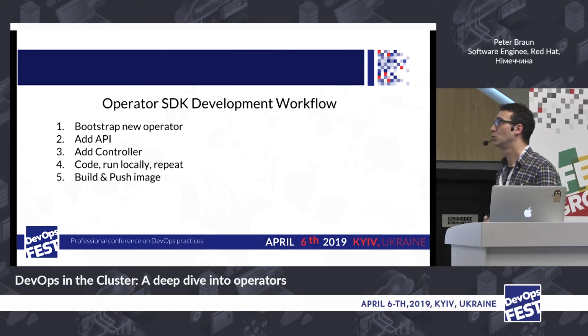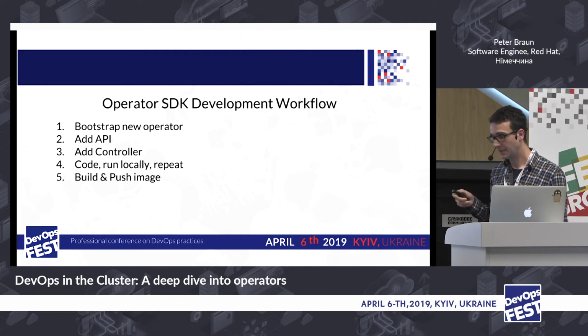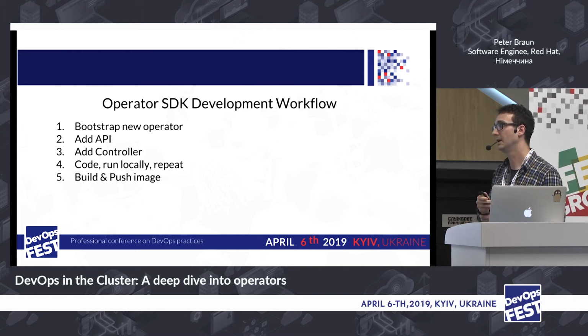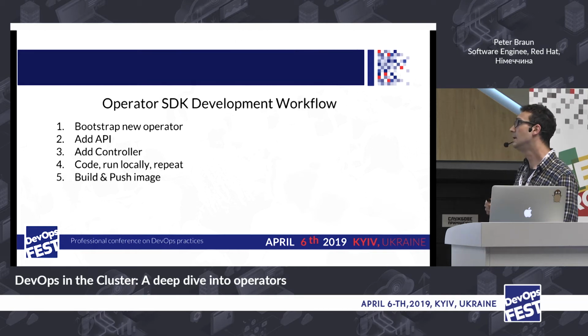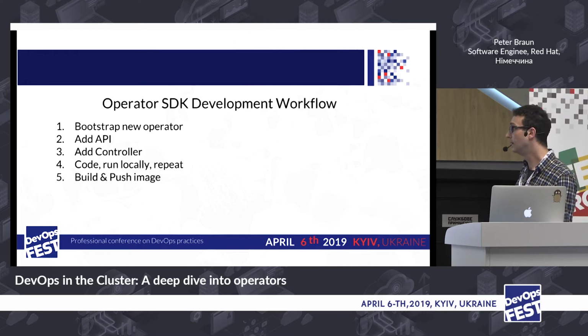The general workflow when using the Operator SDK is you bootstrap a new operator, and you add an API. An API is the custom resource and the Golang structs to match this custom resource. You add a controller that you implement. Then you make changes to this controller. You run it locally against your cluster. You repeat this until you're satisfied. And then you build and push an image and test it on your cluster again.